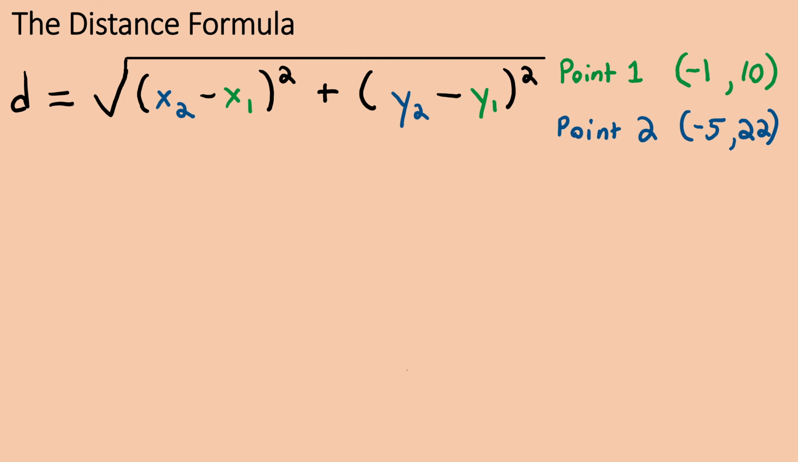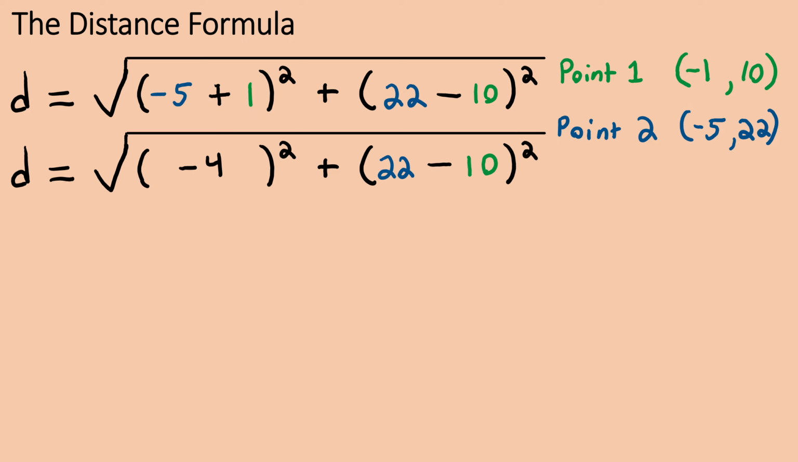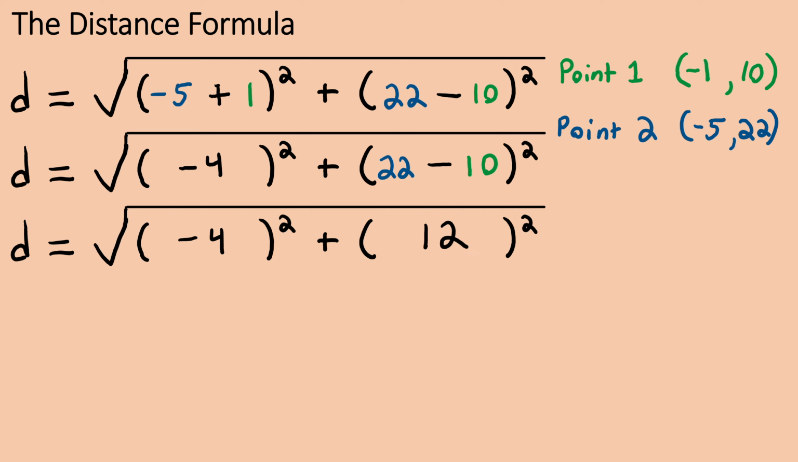Let's work on just one more example. Our x2 is negative 5, our x1 is negative 1, our y2 is 22, and our y1 is 10. Let's go ahead and change the two negative signs next to each other in our first parentheses and make a single plus sign out of them. Now let's add negative 5 plus 1 to get negative 4. In our second parentheses, 22 minus 10 gives us 12.